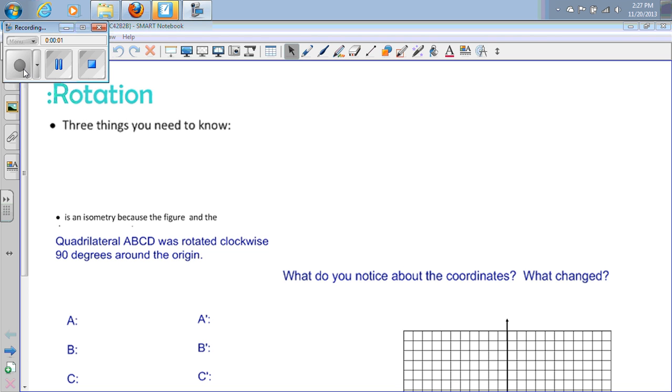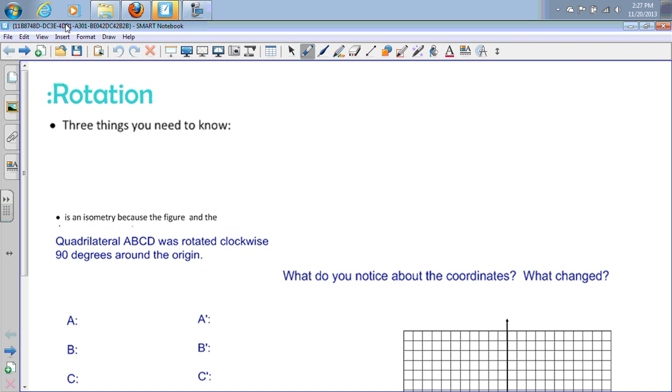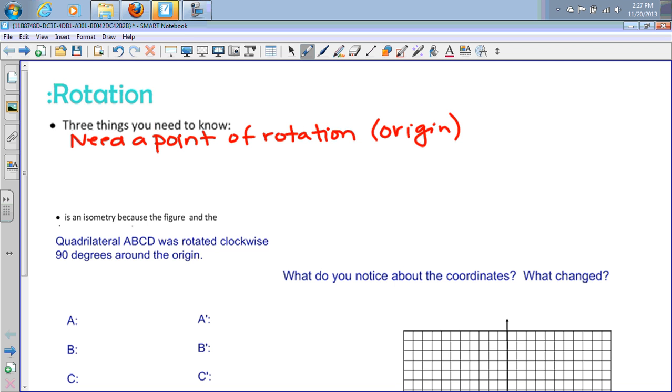Ready to rotate. Rotations. Three things we need to know when we're talking about rotations. One of them is, first we need a point of rotation. This will normally be the origin of your graph, okay?